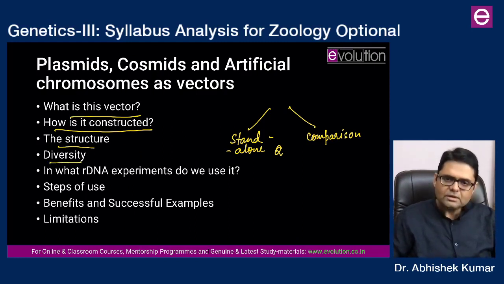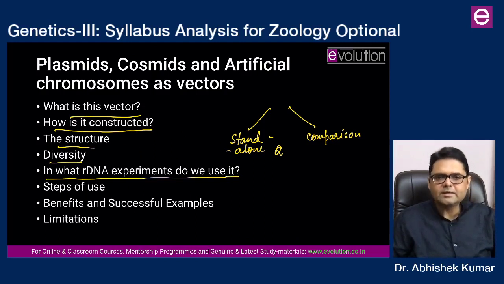Then you come to the diversity. For example, there are so many types of plasmid vectors, there are so many types of artificial chromosomes, and there are many types of cosmid vector. Essentially, plasmids, cosmids, or artificial chromosomes are classes of vectors, but within these classes there are many individual types of vectors. You need to know the important examples here. After that, in what kind of rDNA, recombinant DNA, experiment are we going to use these vectors? That will be an important point to study.